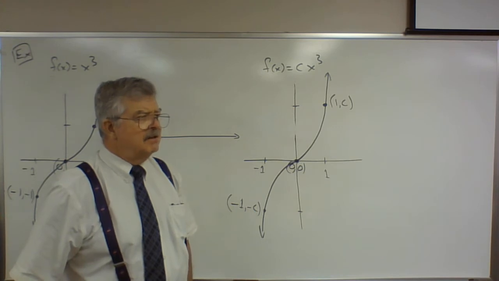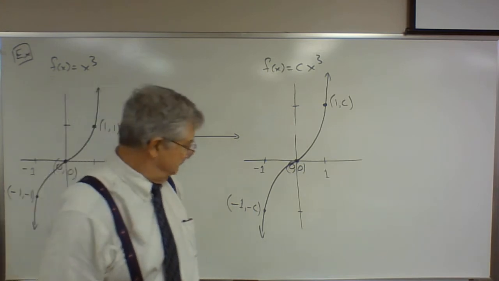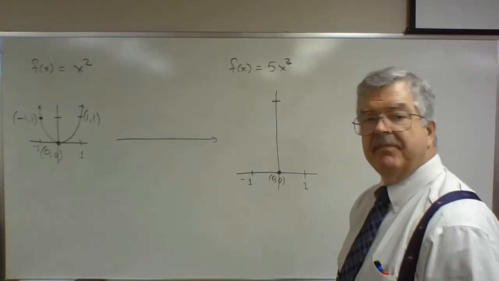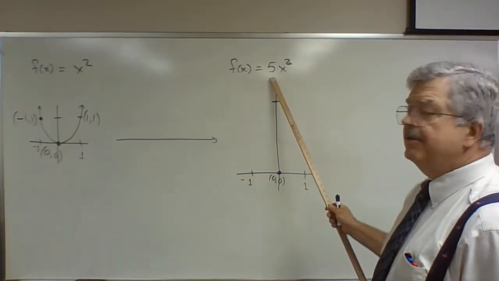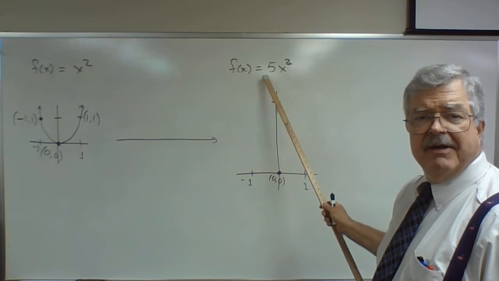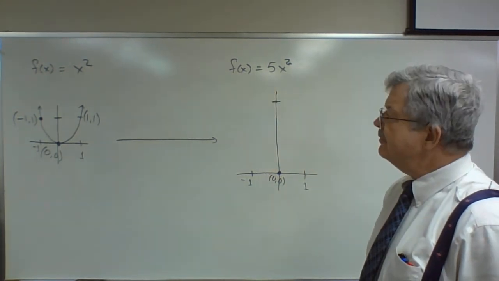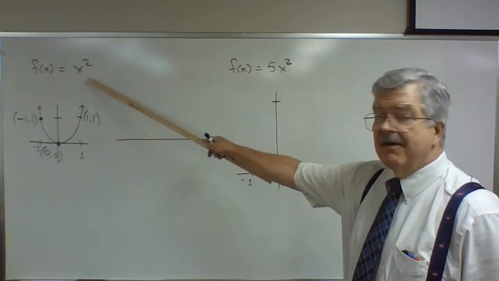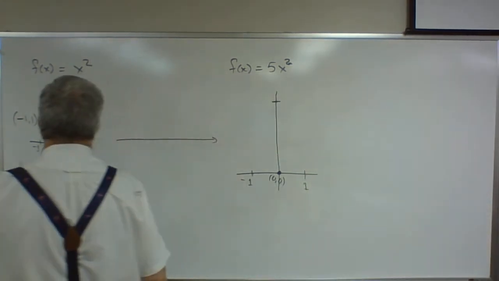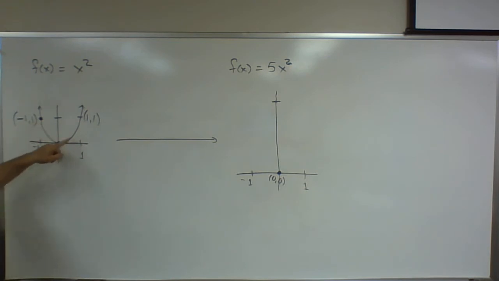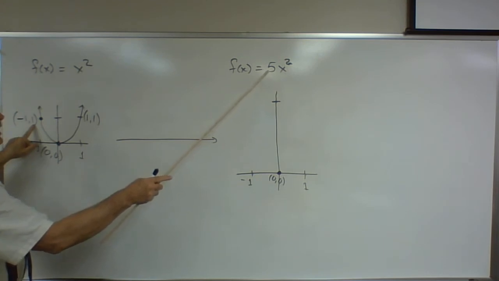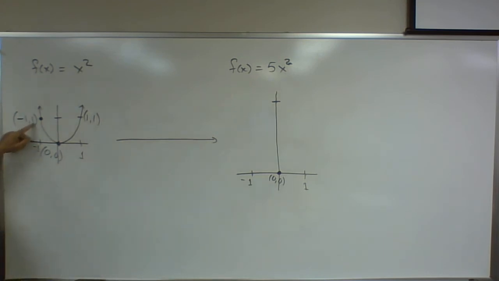Okay, let's use some real numbers. Here's a good one to start off with. f of x equals 5x squared. And for reference, we go back to the related function, f of x equals x squared. And we look at the key points on this graph. For each of the key points, we're going to take the y coordinate and multiply by 5. So instead of this y coordinate being 1, it's going to be 5.